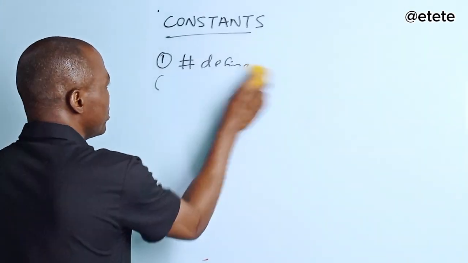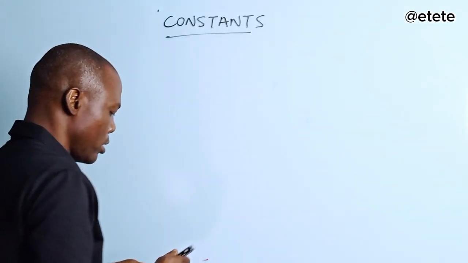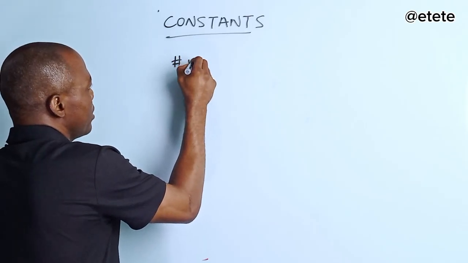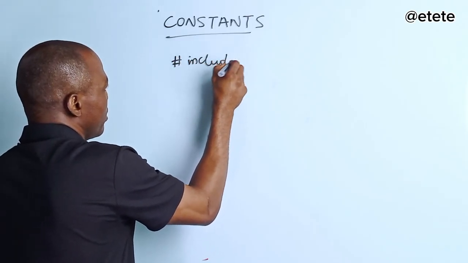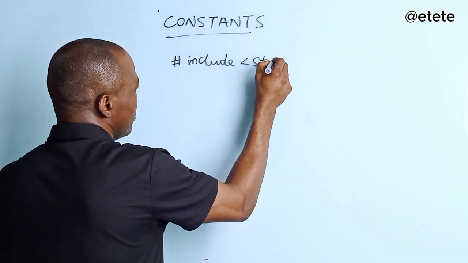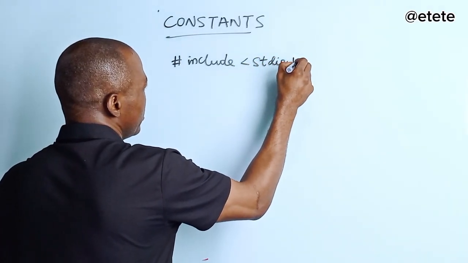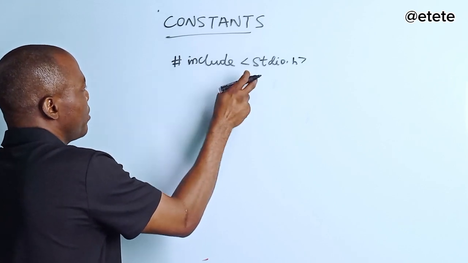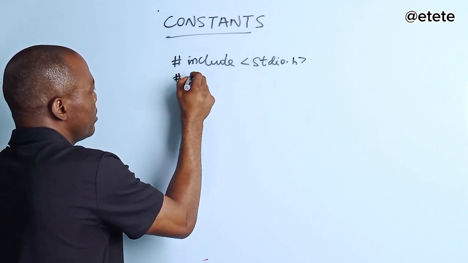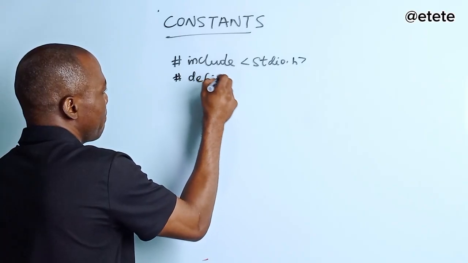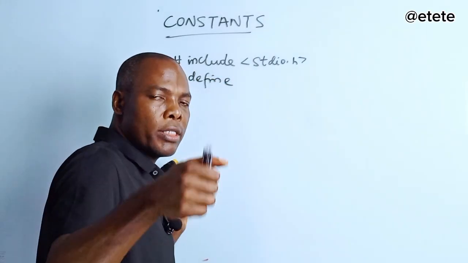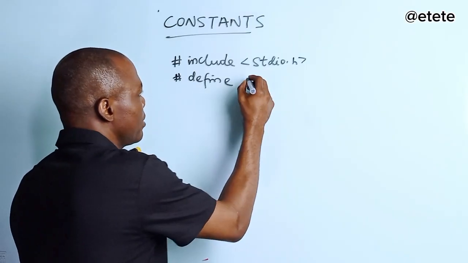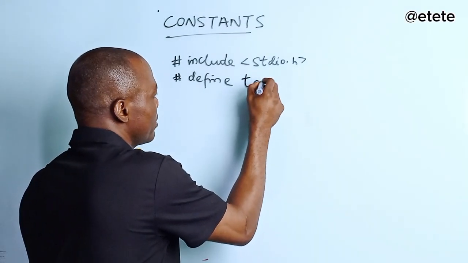So the first thing I will do is the first one, which is what? Using the preprocessor. So I will say #include stdio.h, which is for our print function. Then here I will say #define. Then let's just say we have a tax rate, right? And the tax rate is 7.5%. So we call it TAX_RATE.